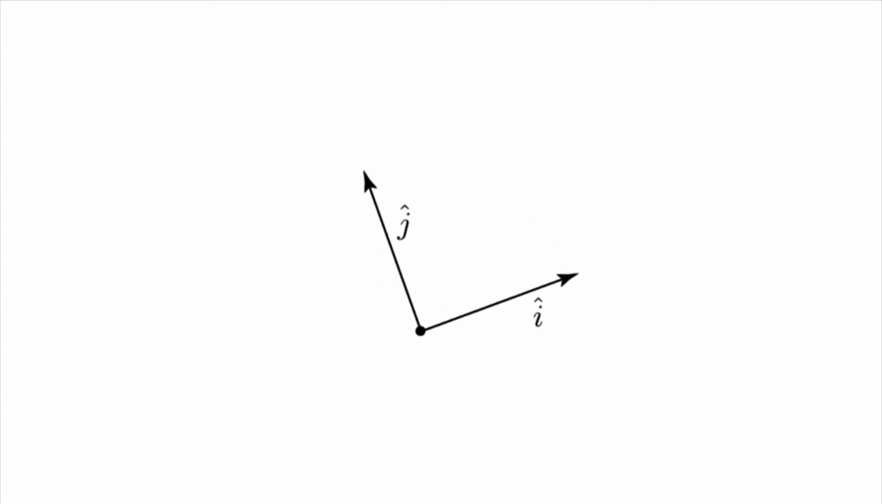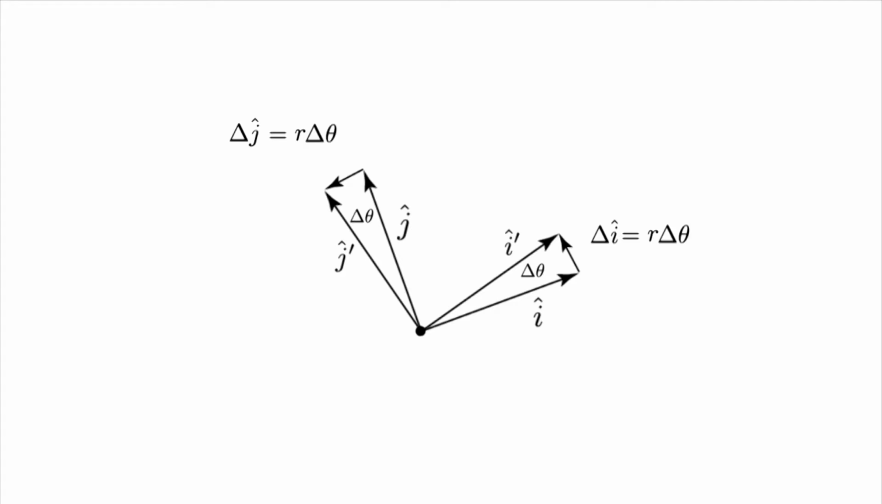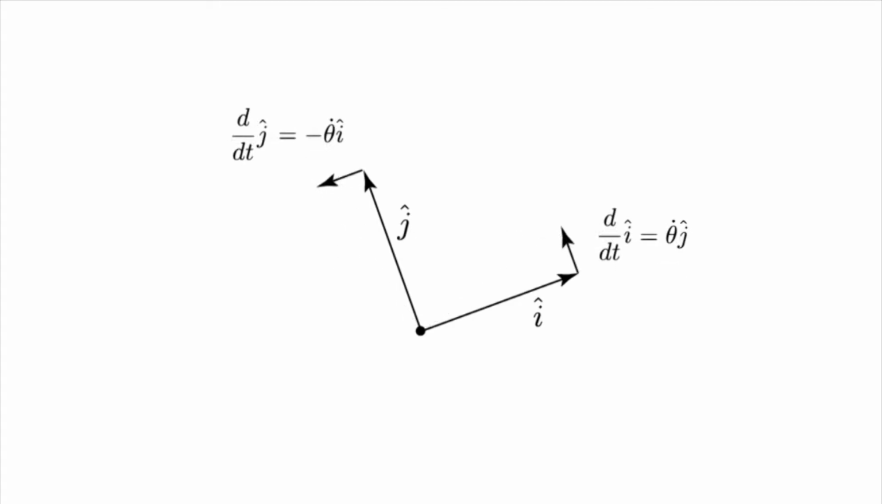In a time interval delta t, the unit vectors go through an angular displacement delta theta, and their tips go through a linear displacement di hat and dj hat, respectively. The magnitudes of these displacements are the product of the unit vector's length and delta theta. Since the unit vector's length is unity, the magnitudes are simply delta theta. In the limit, as delta t goes to 0, delta theta over delta t becomes the instantaneous angular velocity theta dot.